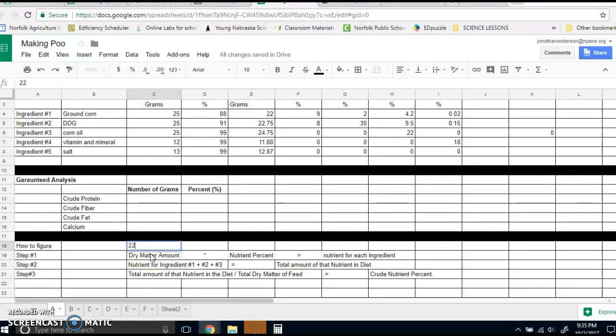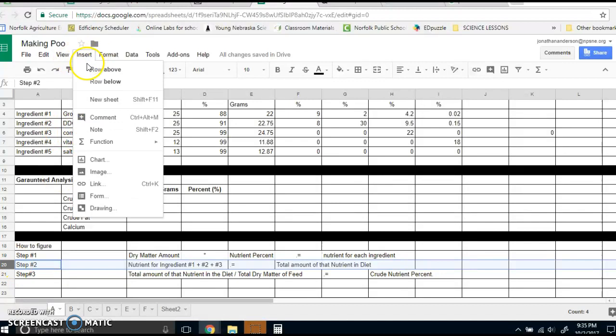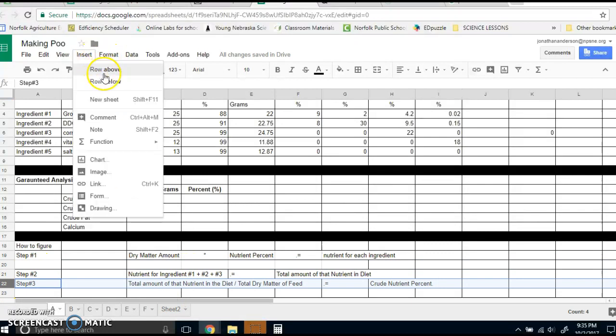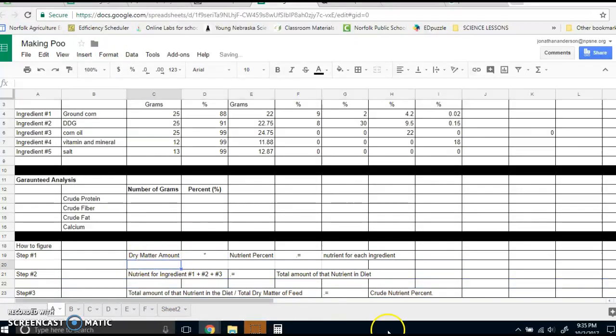Let's do this instead. Let's just insert, excuse me, I've got the coffee coughs right now, another row above. So we've got dry matter. With our dry matter, we have 22 grams.